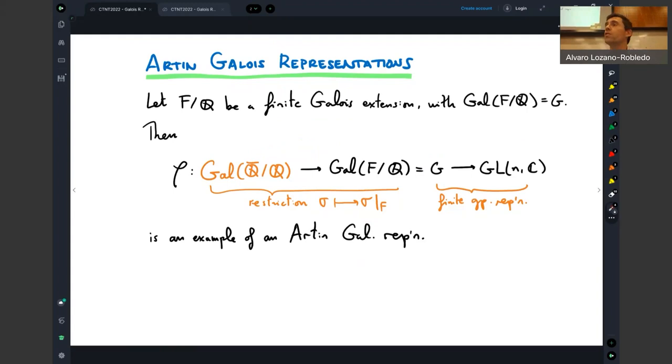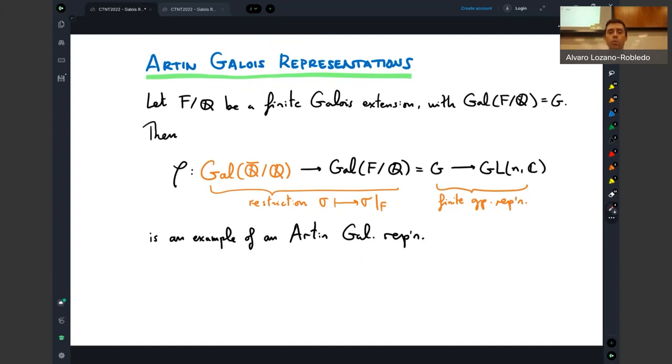What are the possibilities for these? For this composition we need a topology. The topology is the induced topology coming from the usual topology on the complex numbers. That gives you a topology on GL_n: two matrices are close together if all the components are close together. So that's an Artin Galois representation right there, an example of such a thing. There are many we can come up with.